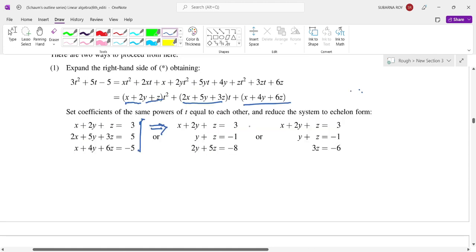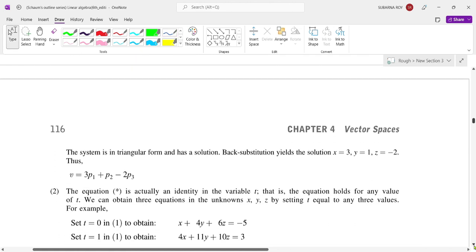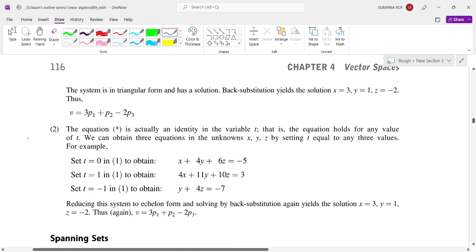From this, applying operations, you get this, and from this you get this. So from this you can find x, y, z. Then ultimately we get this result. So V can be written as 3 into P1 plus 1 into P2 minus 2 into P3. So V is a linear combination of P1, P2, P3.